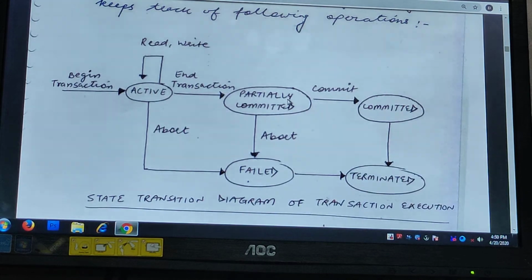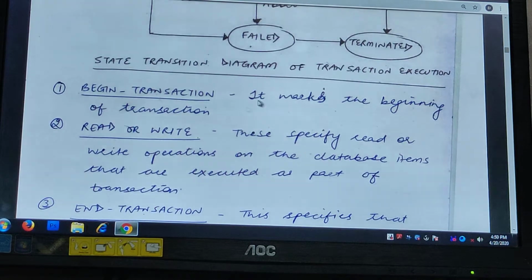So it is always mandatory to execute the commit query to commit the transaction, so as to ensure that all the changes you have made to your database are successfully done. So let's go through this.